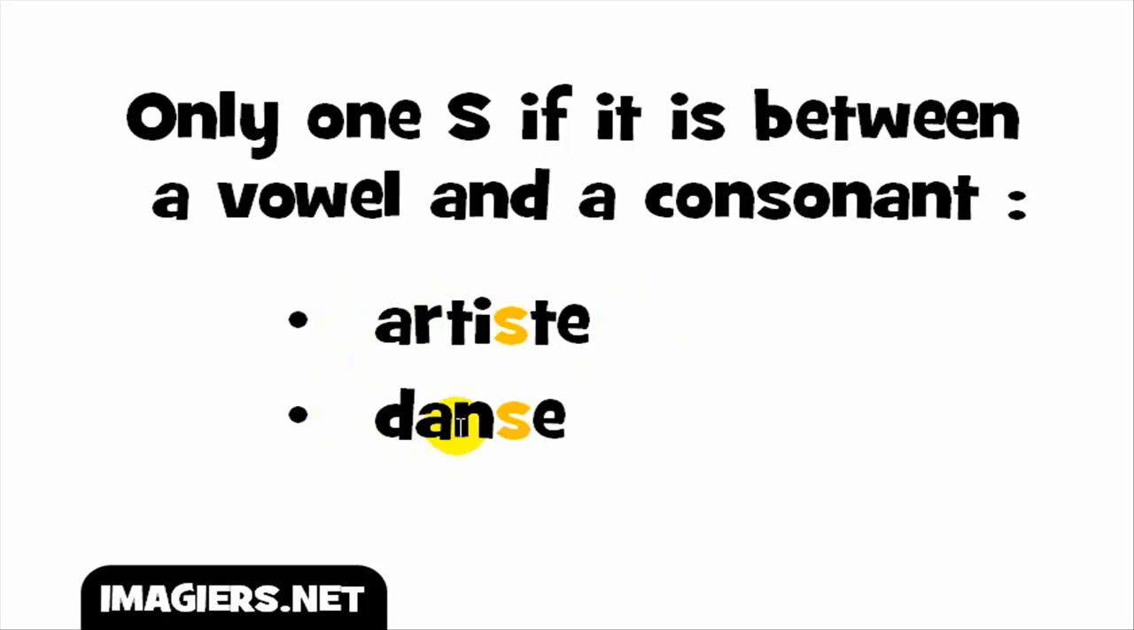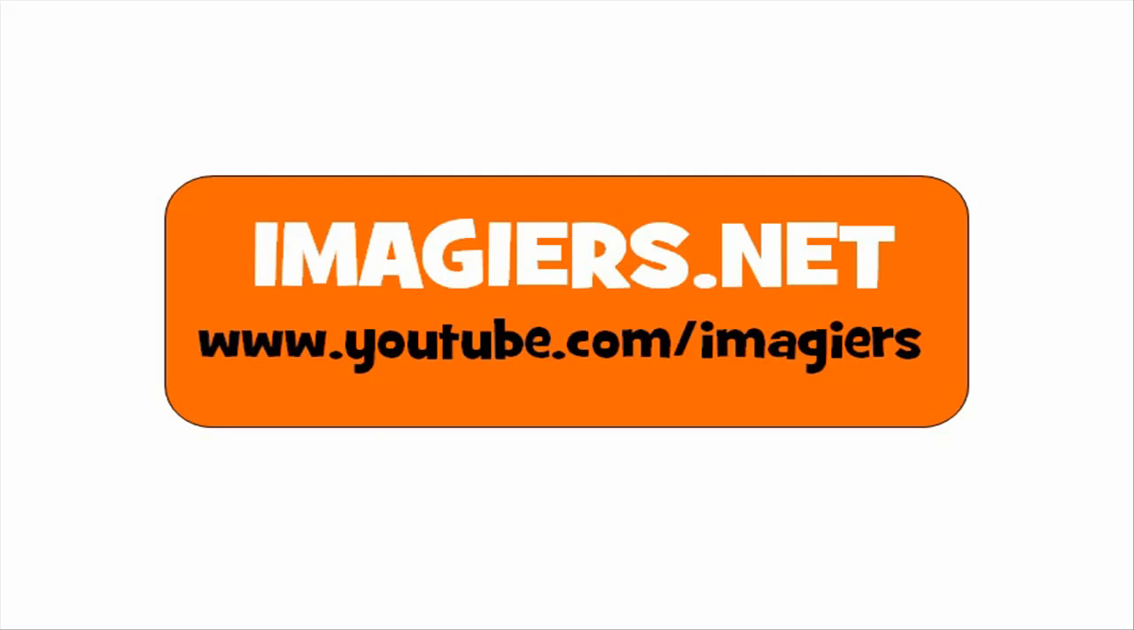And here it's the opposite because you start with a consonant and then after that you've got a vowel. But still it's the same way of pronouncing it, so it's S. And then you get the sound danse. So artiste and then danse. That's it for the sound S. I hope it was useful.